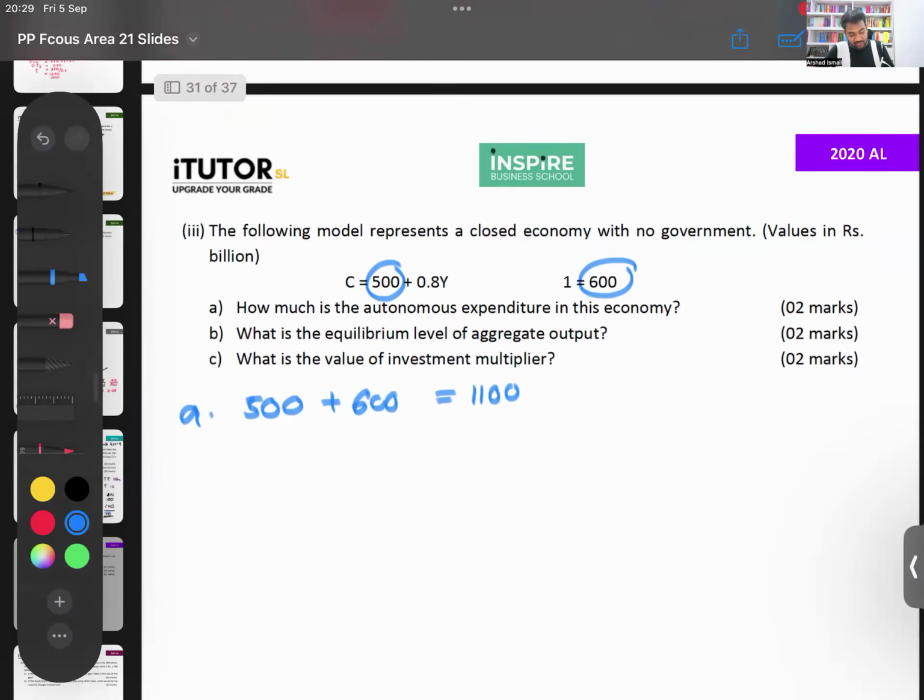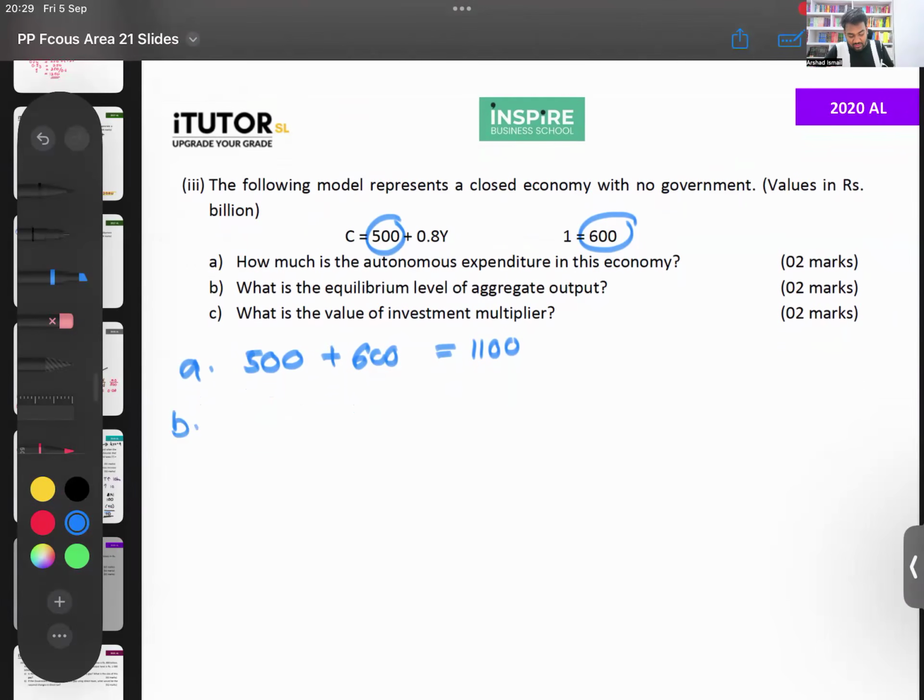What is the equilibrium level of national income? This is one of the easiest questions for equilibrium. How much do we get? Y equals 500 plus 0.8Y plus 600. You solve and get the Y. No taxes, nothing. Y is 5,500.